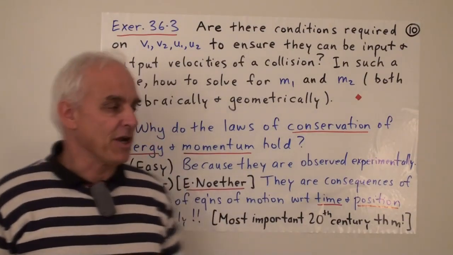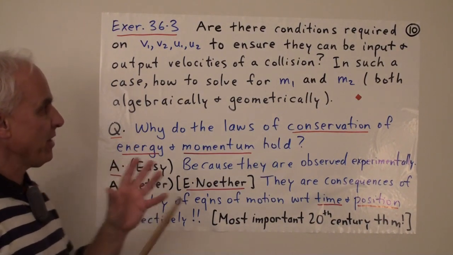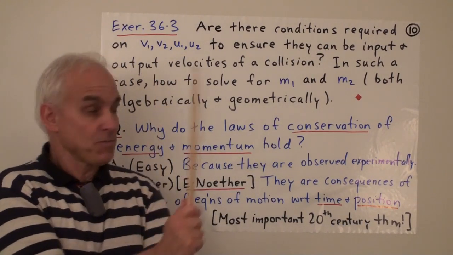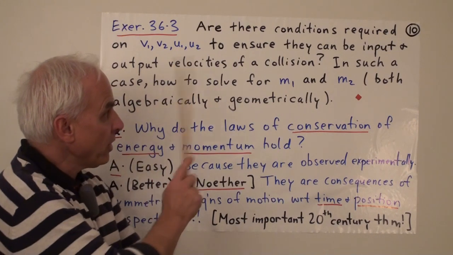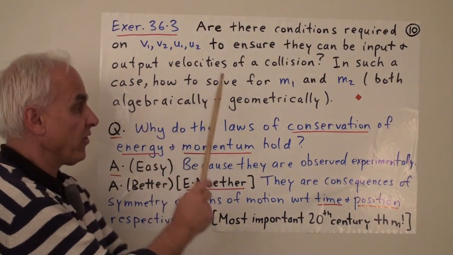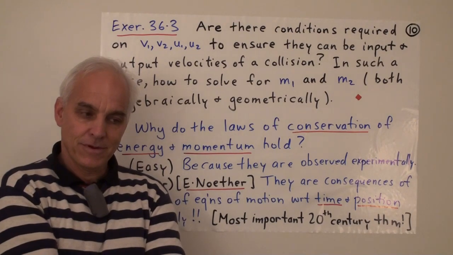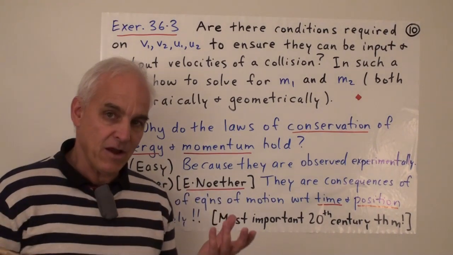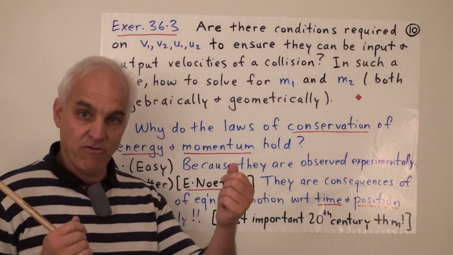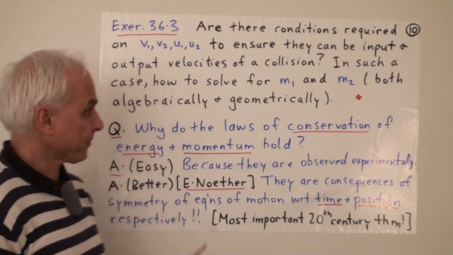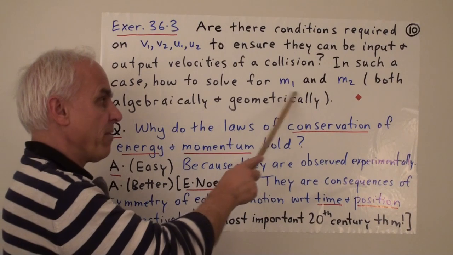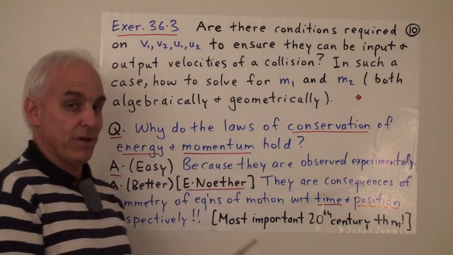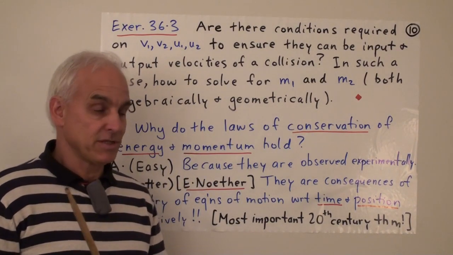All right, so our third exercise is in the same kind of direction, but a little bit more subtle. Are there conditions required on the 4 velocities, v1, v2, u1, and u2, to ensure that they can be input and output velocities of a collision? So if we're given 4 velocities, what kinds of conditions, if any, are required in order that they actually can be achievable by appropriate masses? In such a case, how do we solve for the masses m1 and m2, both algebraically and geometrically? You might want to think about this problem from both directions.